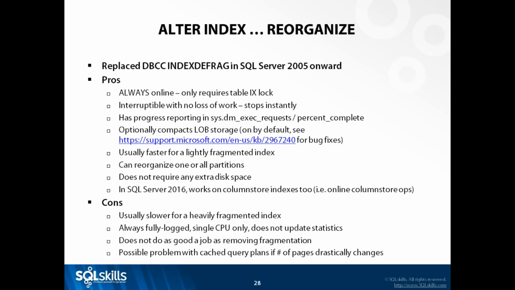And I've already mentioned a whole bunch of this. You can stop it. It doesn't roll stuff back. There's progress reporting. You can make it compact your off-row LOB storage. Depending on which build of which version you're on, they broke it. And they also fixed it. So that KB article tells you which builds are fixed. So for an index that has very little fragmentation, it's more efficient to do a reorganize. For an index that has lots of fragmentation, it's probably better off doing a rebuild because the reorganize might take longer.